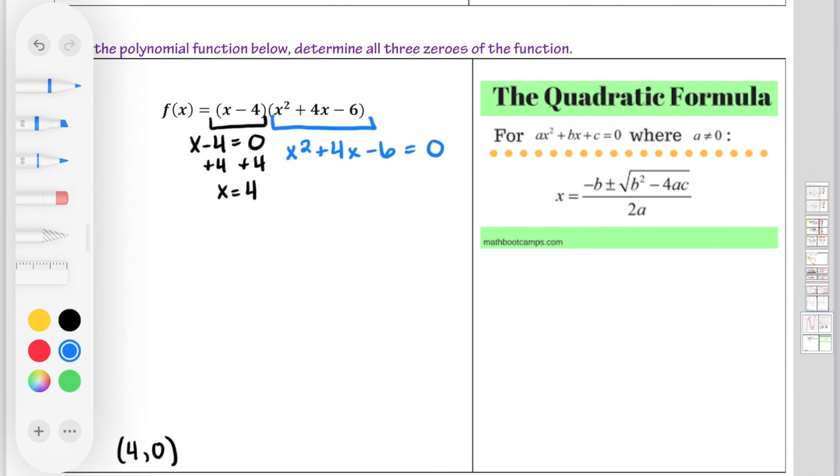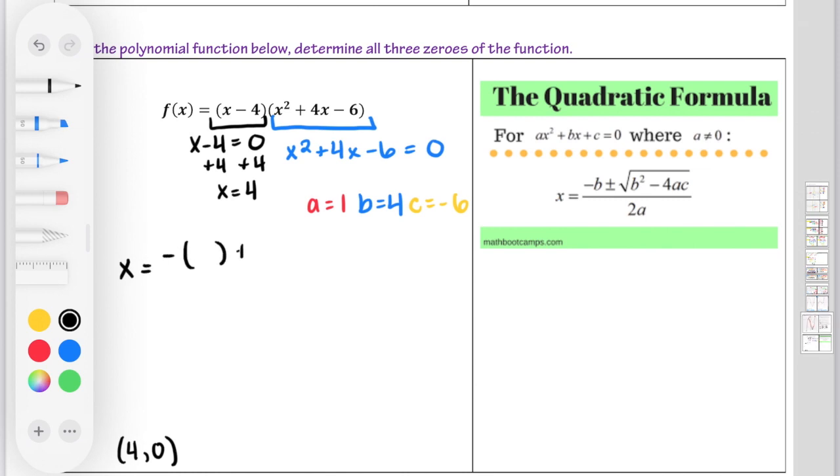You can also jump straight to the quadratic formula. You can solve anything by quadratic formula if you want. So we're going to use the quadratic formula. My a value is the number in front of x squared, so a is equal to 1. B is the number in front of x, so b is 4. C is the number by itself at the end, so c is -6.